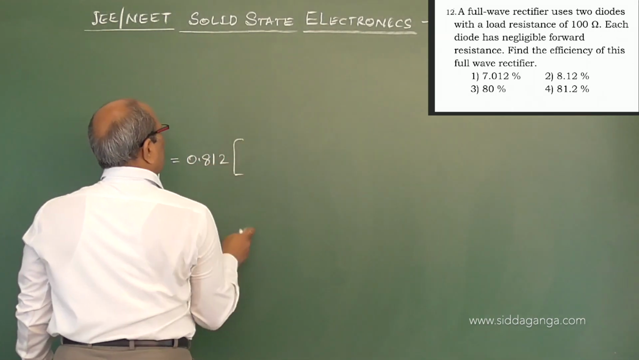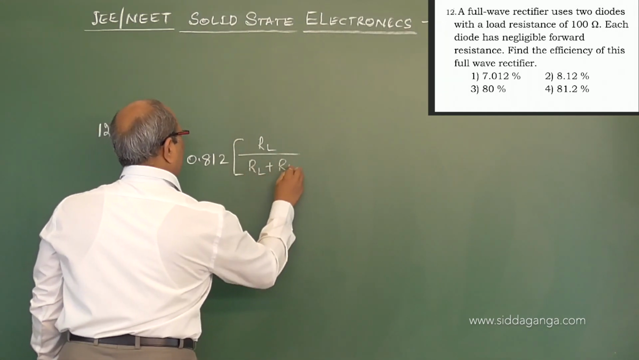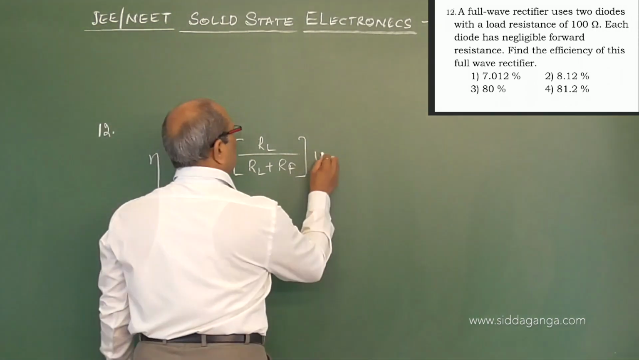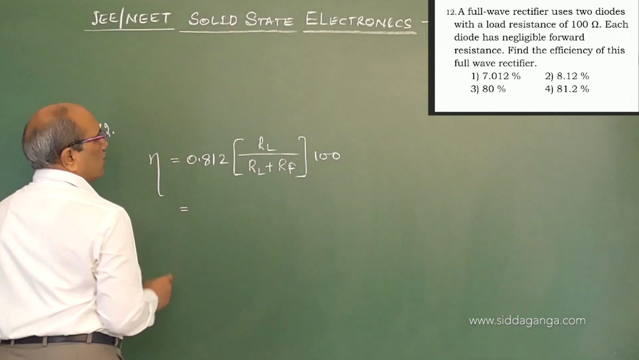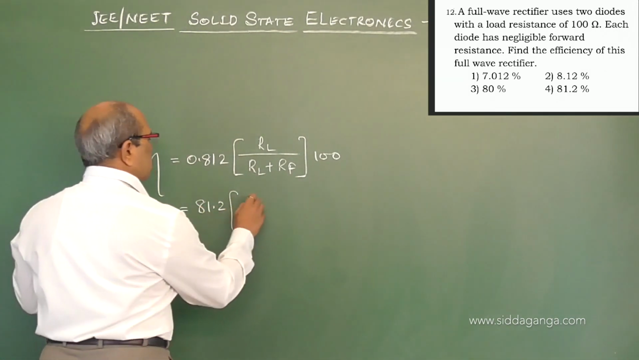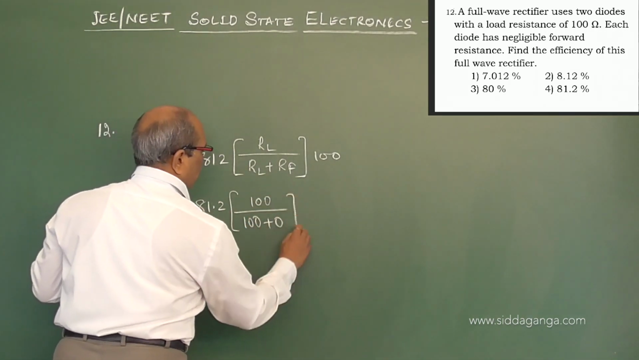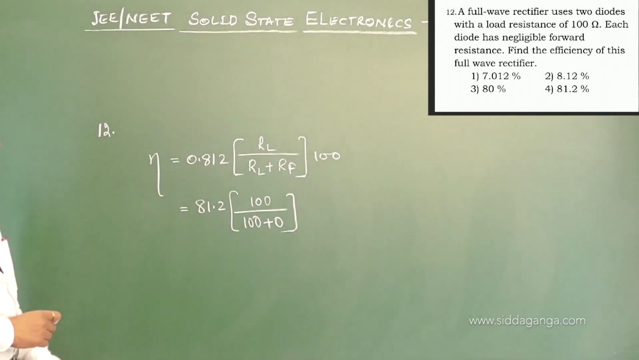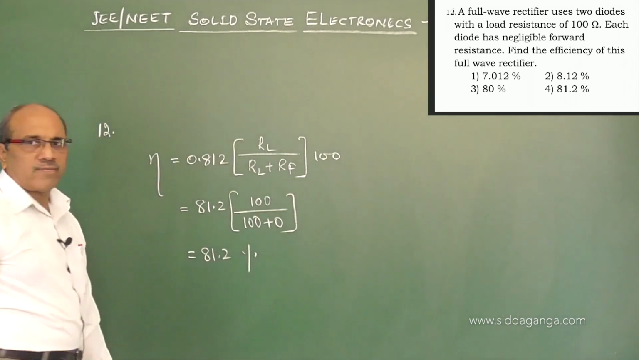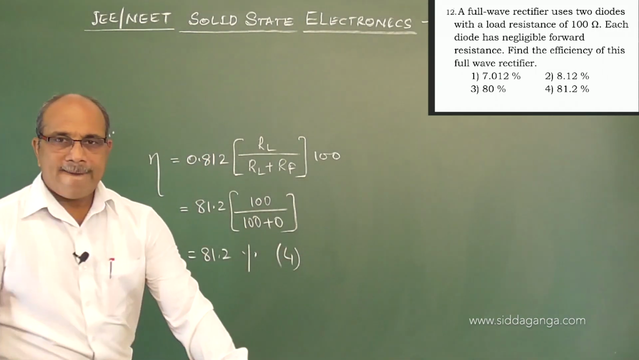You know that the formula is 0.812 into load resistance divided by load resistance plus forward resistance. If you want it in percentage, I have to multiply it by 100. This becomes 81.2 into load resistance 100 divided by 100 plus 0, because forward resistance is 0. Hence the answer is 81.2%, option number 4. Come to the next.